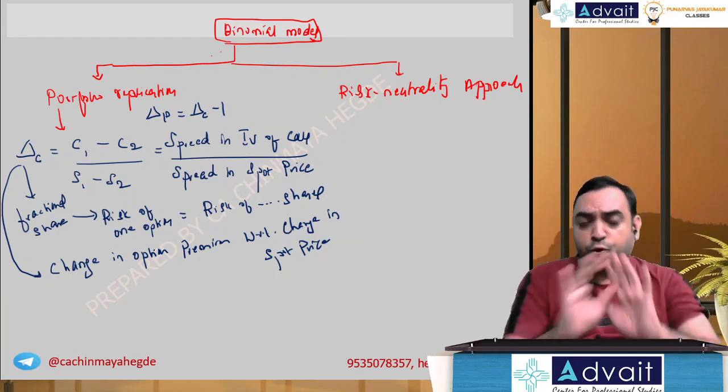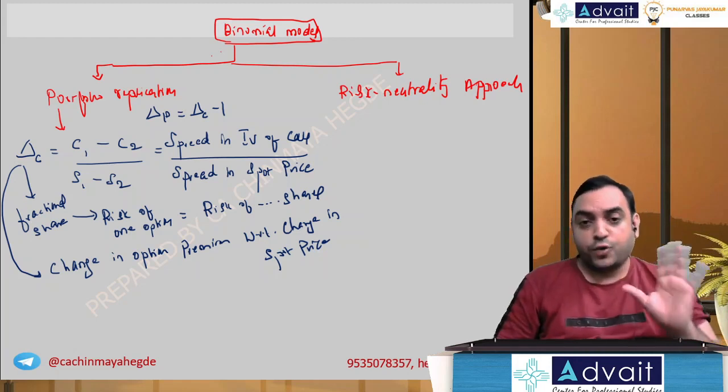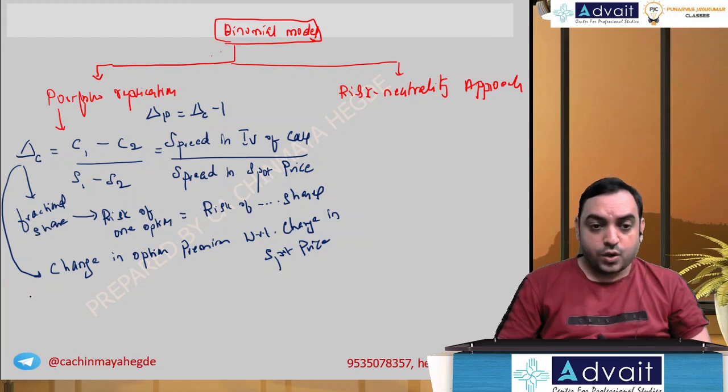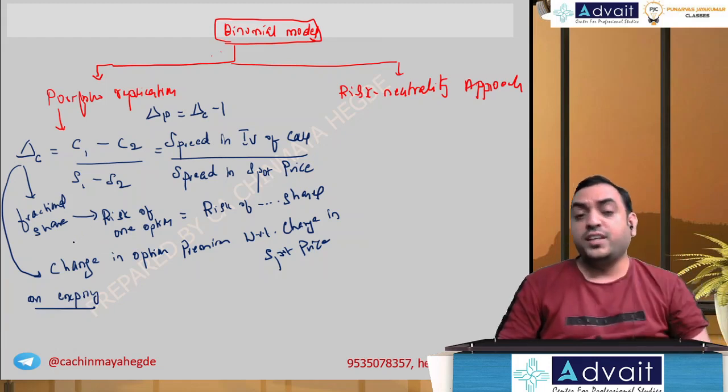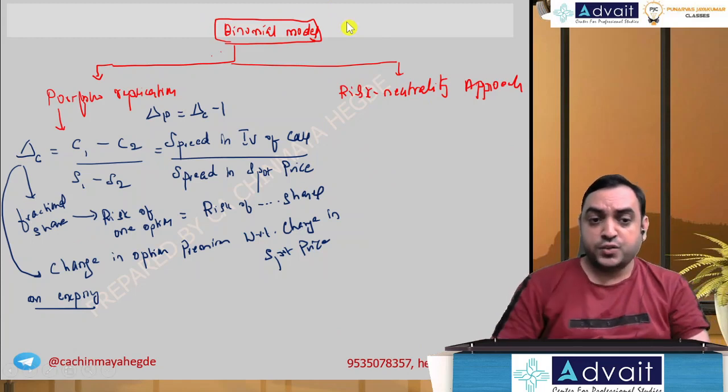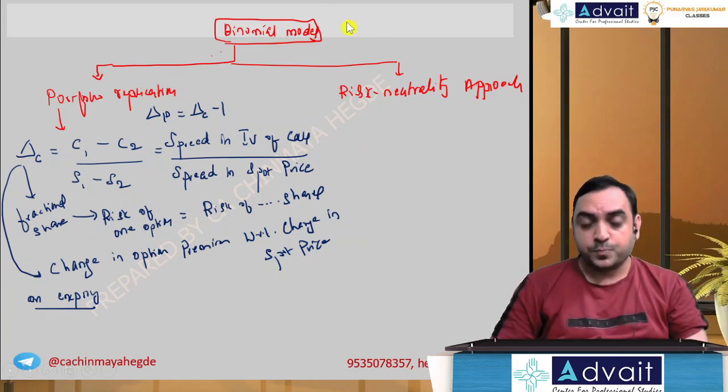So portfolio replication is that. You calculate the delta of call first. And the second step is that on expiry the portfolio value will be equal. Let me show you that. First, you write down the delta of call. I'll show you a numerical as well. Hope you understand better there.